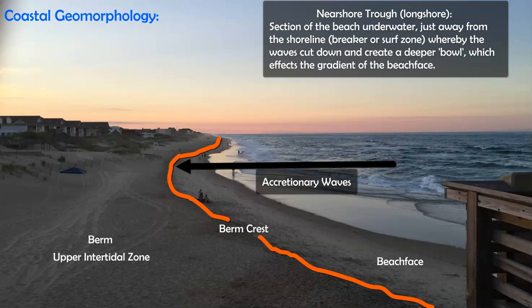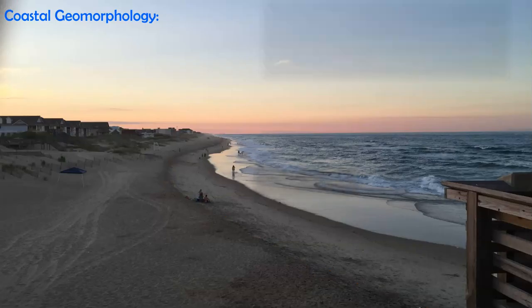Now the berm crest is created by the swash and overtopping of water through the high tide marks and the spring tides, the large tides that go high up the beach and deposit lots of sediment and sand. Now this sand comes from sandbars off the coastline, and it depends on the depth and size of the troughs right off the coastline right next to the beach.